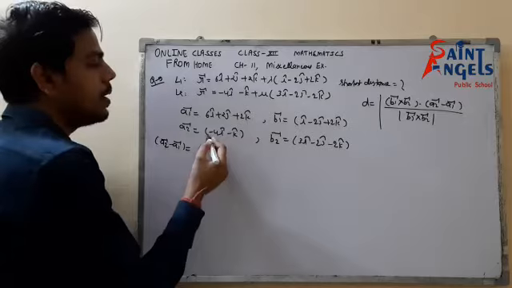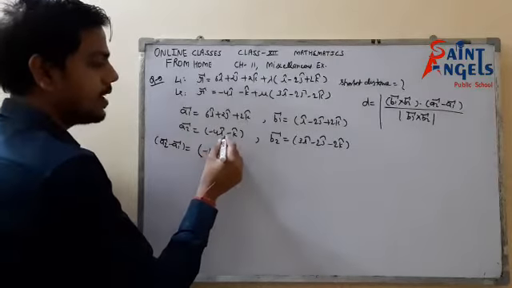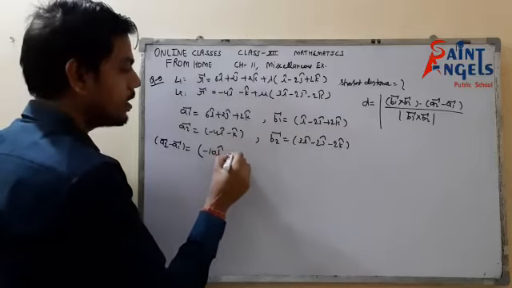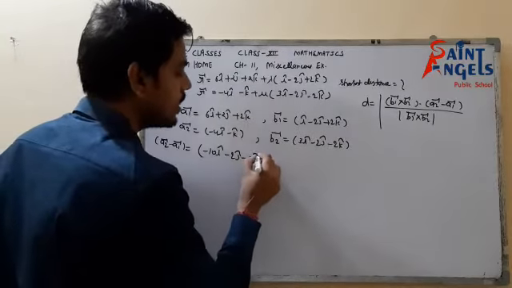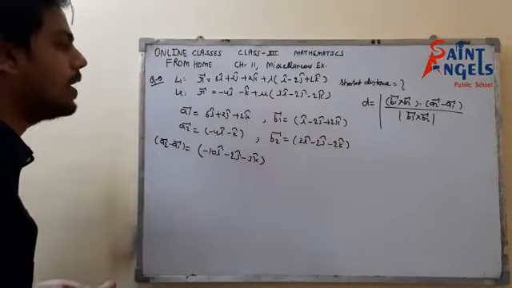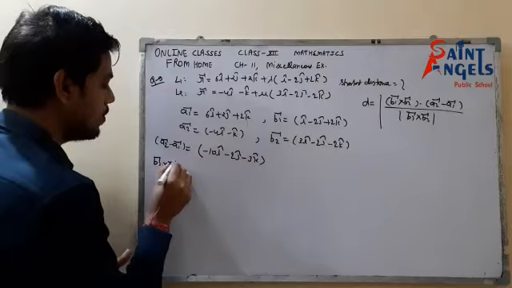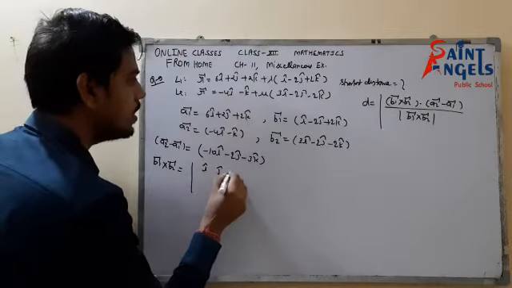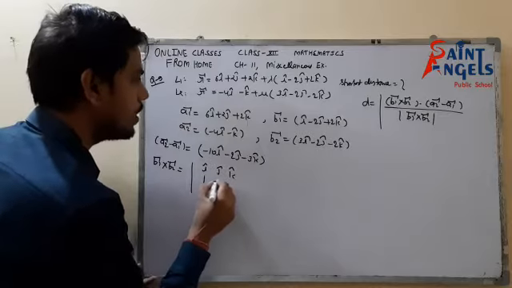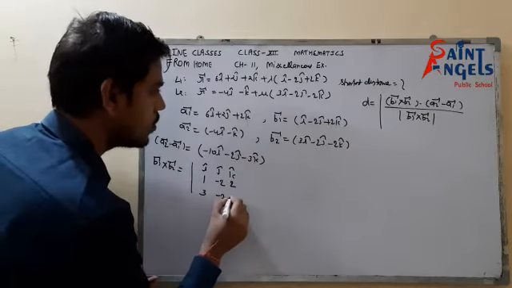So that would be minus 4i minus 6i, so minus 10i cap. There is no j over here, so that would be minus 2j cap. Minus k minus 2k, minus 3k. Now we have to find b1 vector cross b2 vector. So that will be i, j, k, 1, minus 2, 2, 3, minus 2, minus 2.